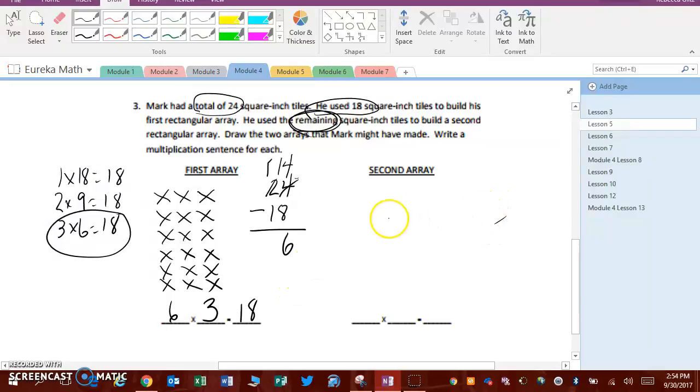So I just need to make an array over here that has 6. Well, I like the idea of my 3's for this one. I know I can make 2 rows of 3 to get 6. So now I just need my multiplication sentence to show it. 2 rows times 3 in each row gives me 6. Okay, so if I go back, I've drawn the 2 arrays and I've written multiplication sentence for each, so I know I'm done with this problem. All right, go have some fun with lesson 5 homework.